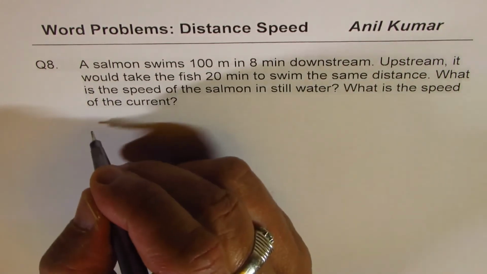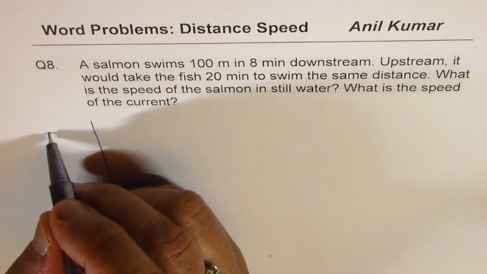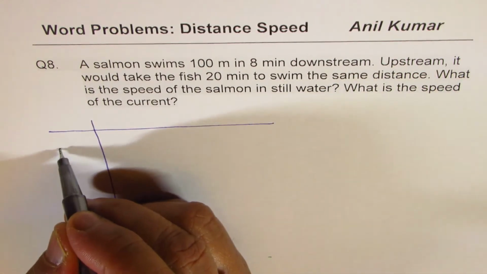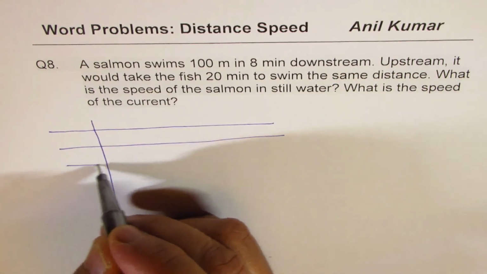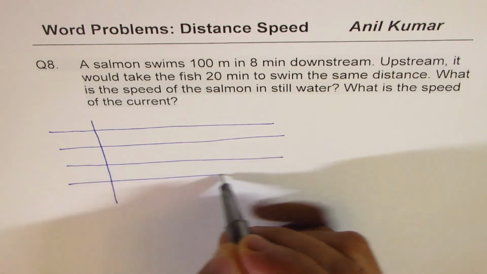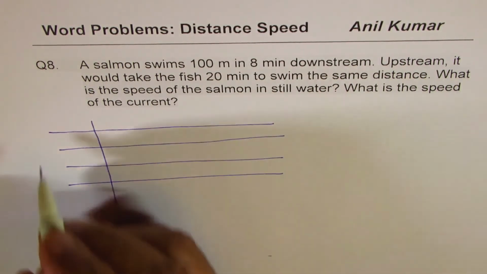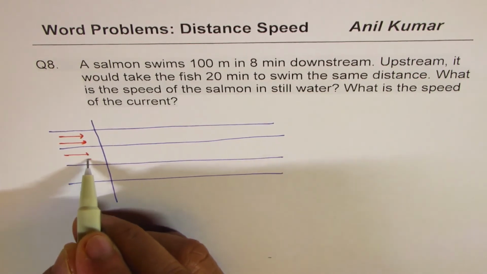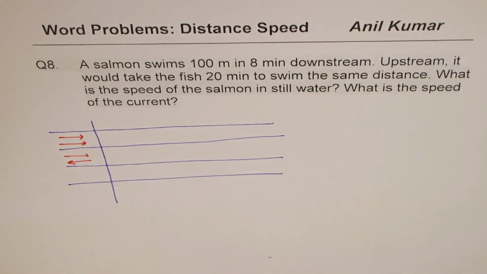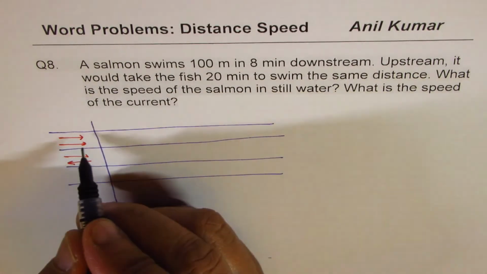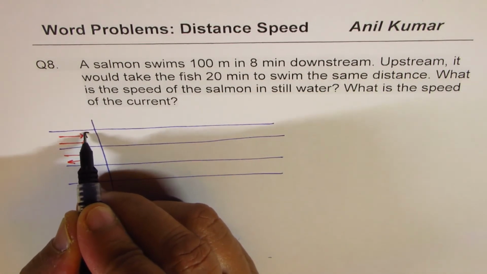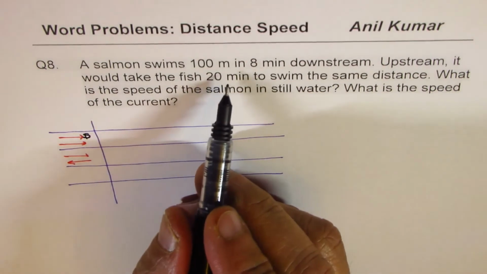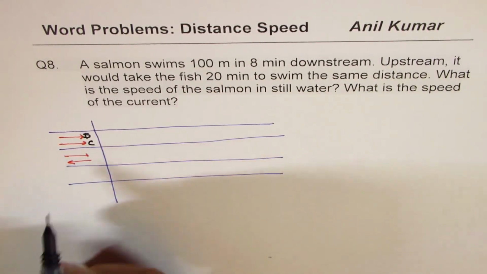So again, we have a very similar question, upstream, downstream. That means we are traveling with water current and we are traveling against water current, correct? So let us say this is with water current, and this is against water current. So we are talking about salmon, which is a fish. Let's say salmon is S and current is C, right?